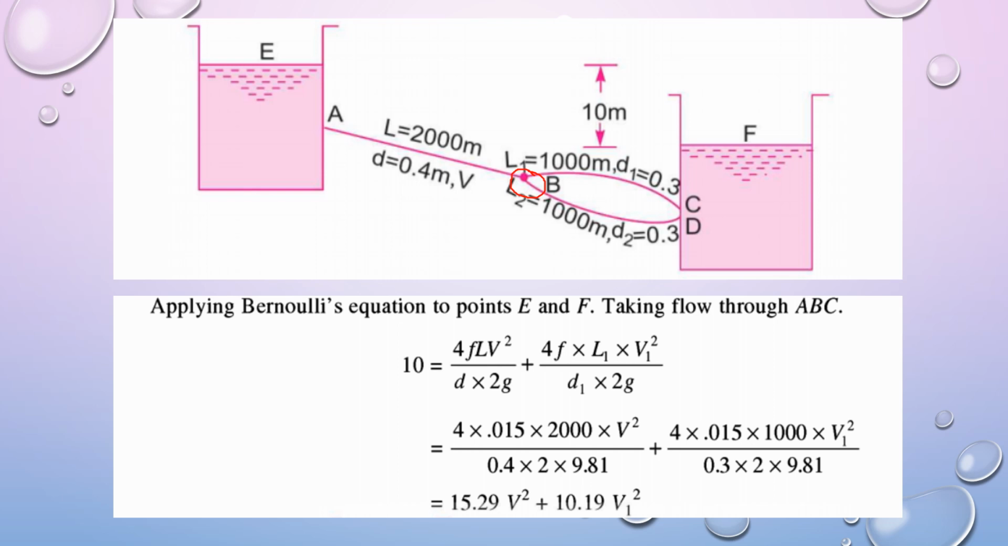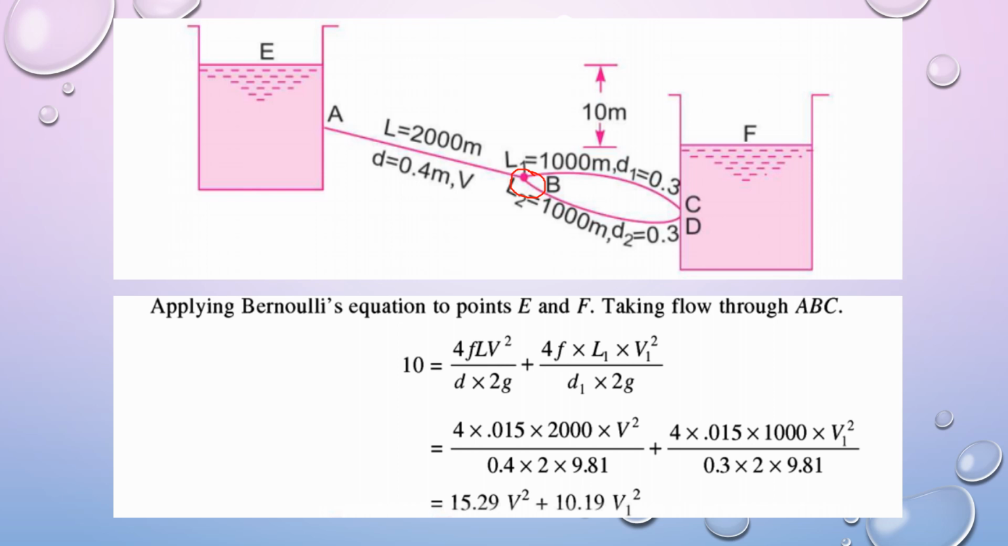So applying Bernoulli's equation between E and F, we know that P by rho g and V square by 2g will be 0, because we have atmospheric pressures at both these reservoirs and also static conditions. So velocity also will be cancelled. Only thing remaining will be Ze minus Zf, which is equal to 10 meters. So we have LHS 10 meters, and that should be equal to the head loss due to friction.